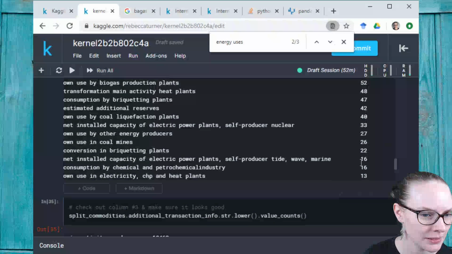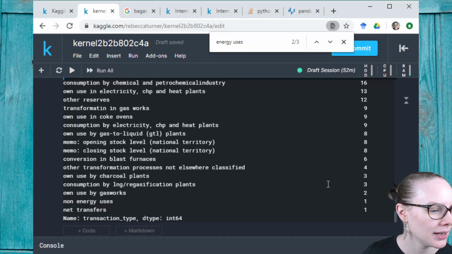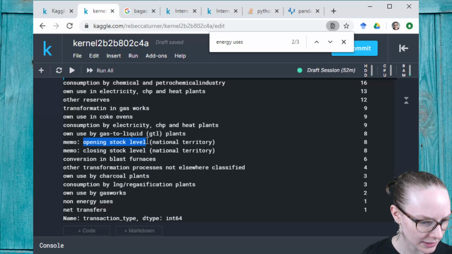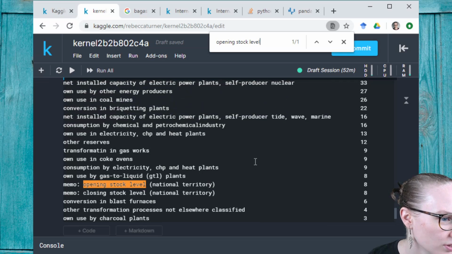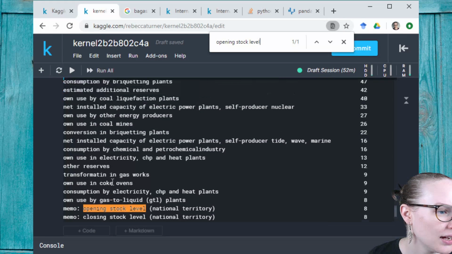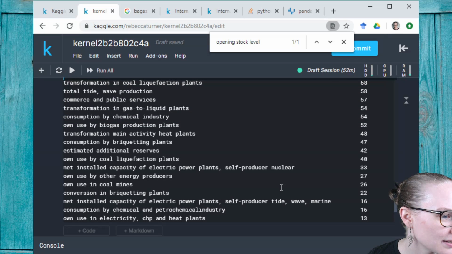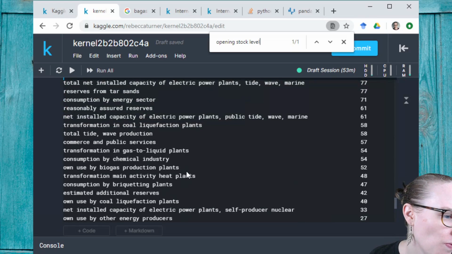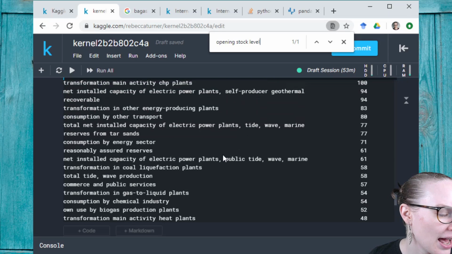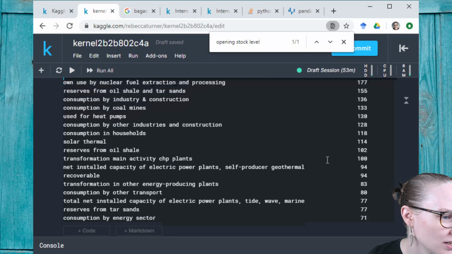All right. Let's keep looking at the very rare ones. Let's see if there's ones here that don't have memo in the front. No, it looks like there isn't. Conversion in briquetting plants. I'm guessing that's for charcoal. Own use, total tide wave production, reasonable assured reserves, recoverable, transformation, consumption.